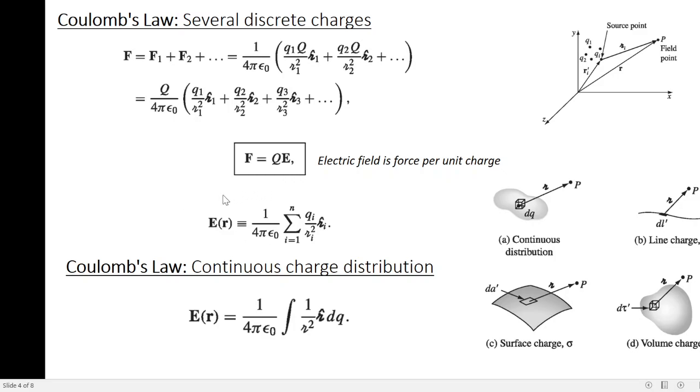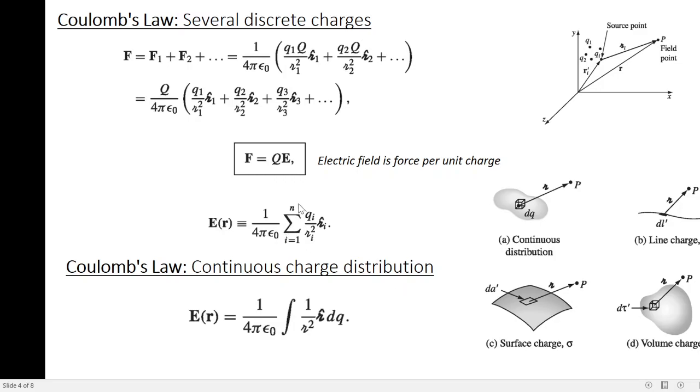Now, this kind of scenario, where you have a point charge collection, is very rare in the real world. Most likely you have a continuous charge distribution. For example, you take a conductor like a piece of copper. You have a large number of free electrons there, a continuous distribution of free electrons. Now, how do you represent the field in the case of a continuous charge distribution?